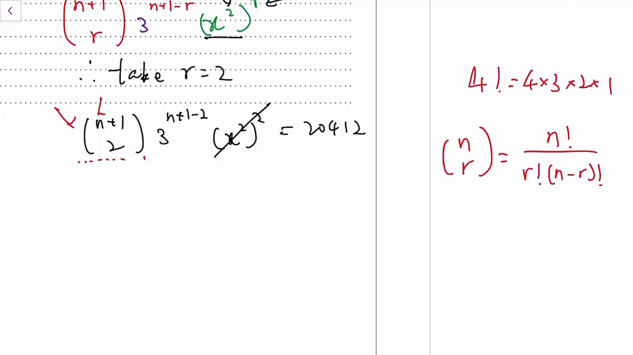So using that, we have n plus 1 C 2. So this is the n. So n plus 1 factorial over r is 2, so 2 factorial. And then n minus r, so n plus 1 minus 2 factorial. Okay, times 3 to the power of n minus 1.